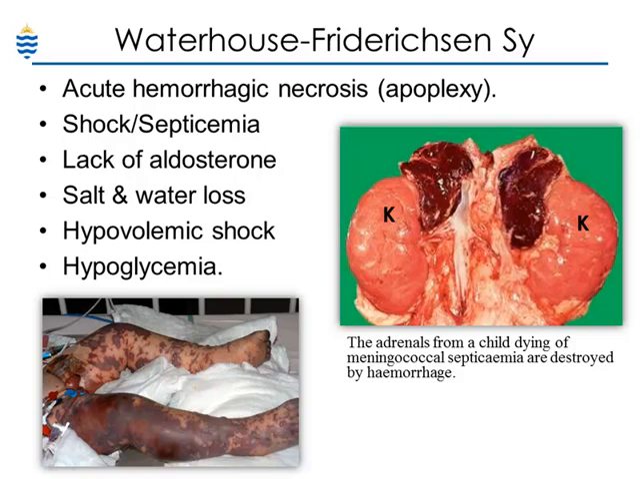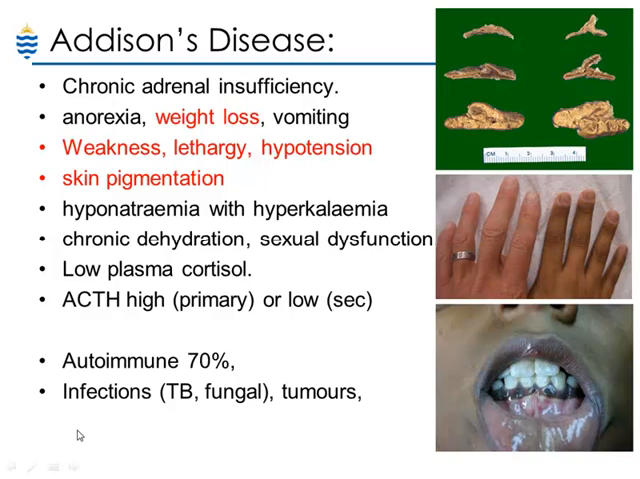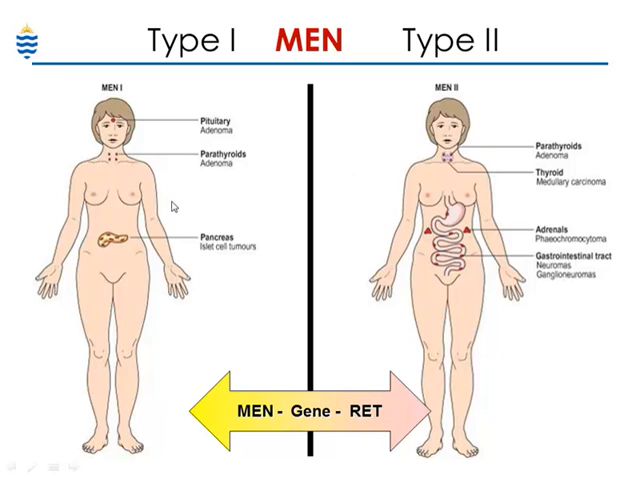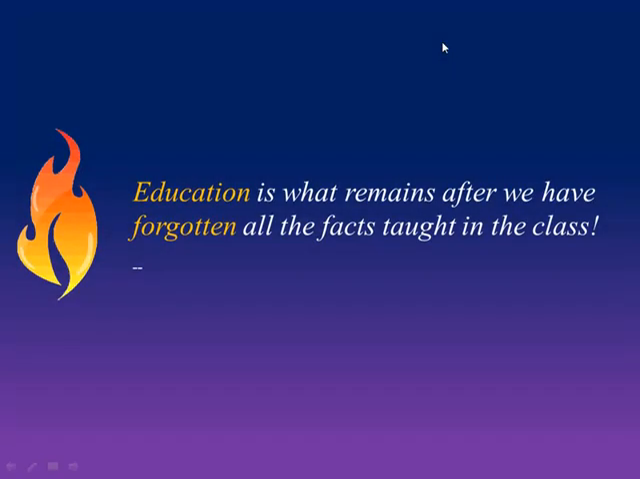Waterhouse-Friderichsen syndrome, sudden hyperstimulation of adrenal gland, leading to hemorrhage, septicemias. Addison's disease, atrophy of the adrenal gland, hyperpigmentation, lethargy, hypotension, skin pigmentation, and in developing countries commonest cause is tuberculosis. Multiple endocrine neoplasia syndrome, MEN syndrome, type 1, type 2. Just note the components of each.